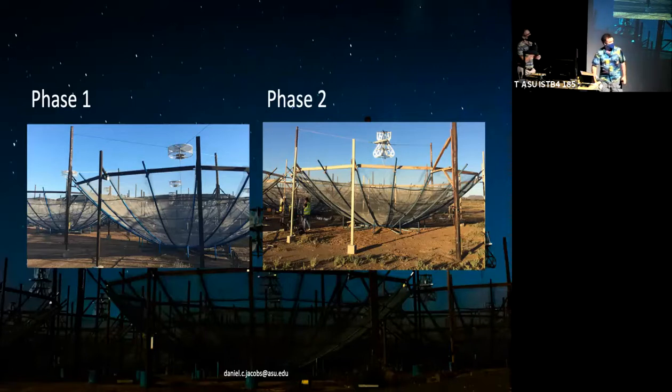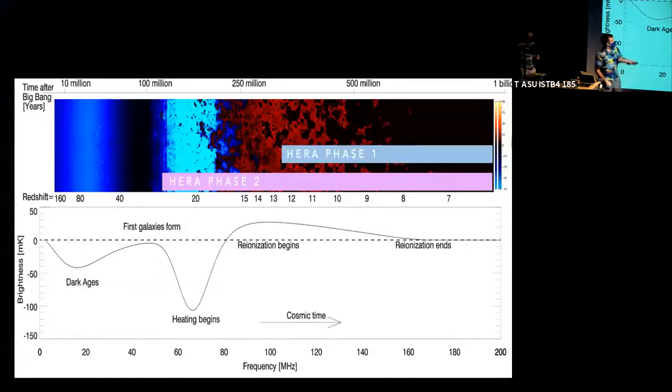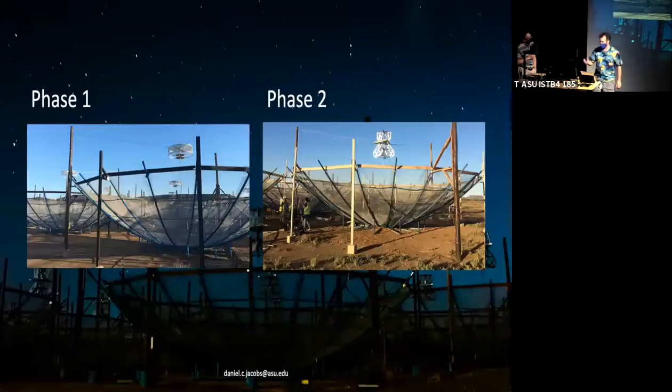So you get this broadband frequency response. Look down here at the bottom. We want to be able to observe from 60 to 200 megahertz. That's a huge fractional bandwidth, really wide. So in order to make that work, you have to do weird stuff like put those disks. That gives you about 100 to 200 megahertz. That fractional bandwidth, let's call it 1.